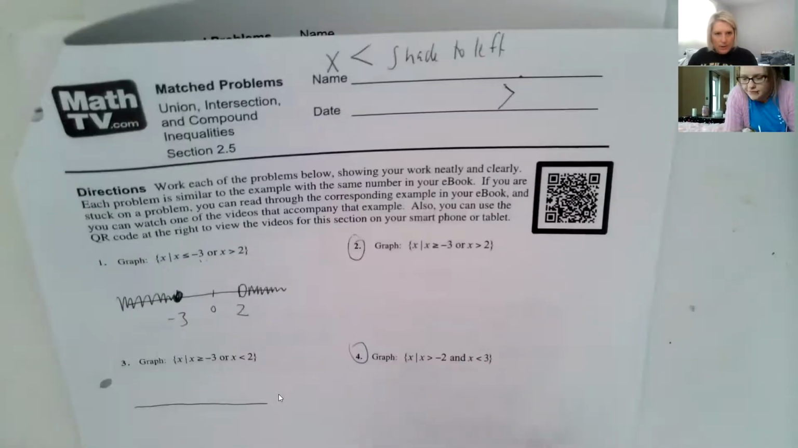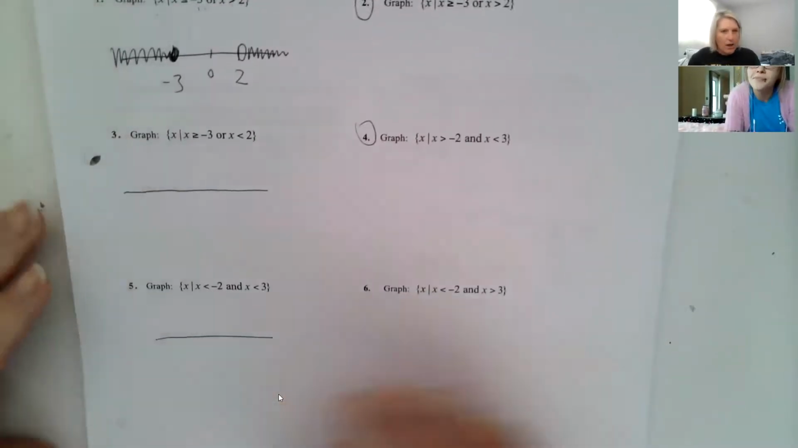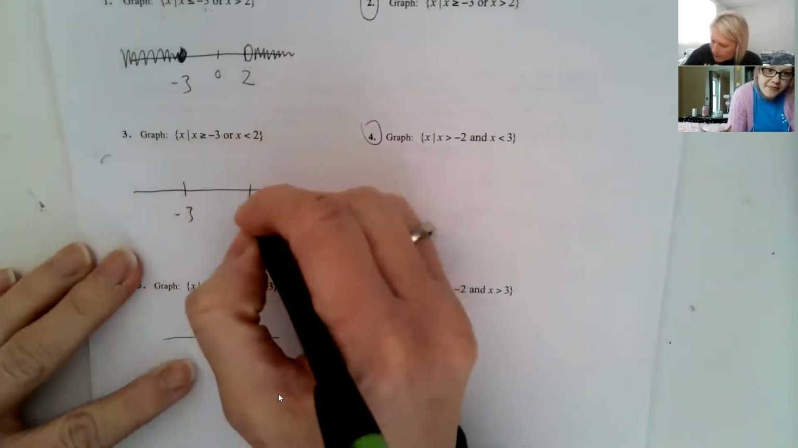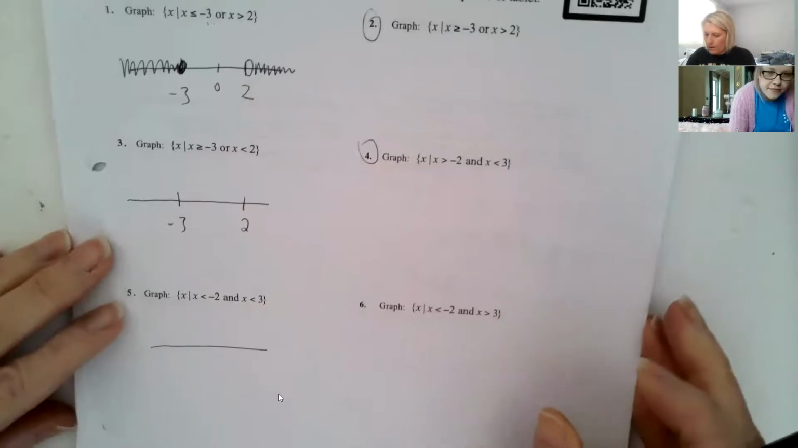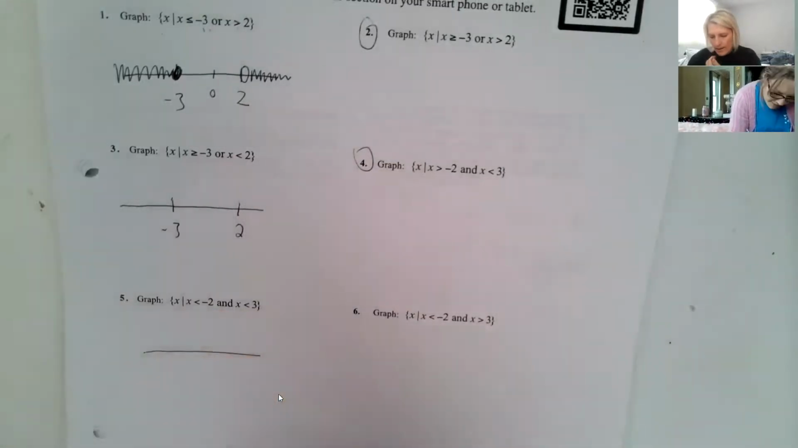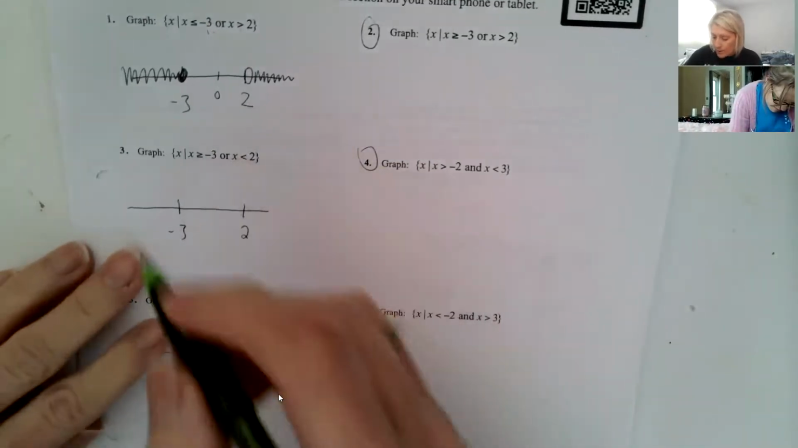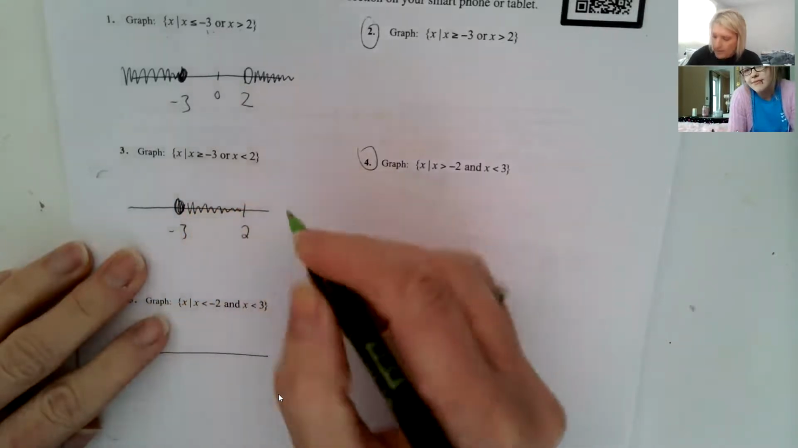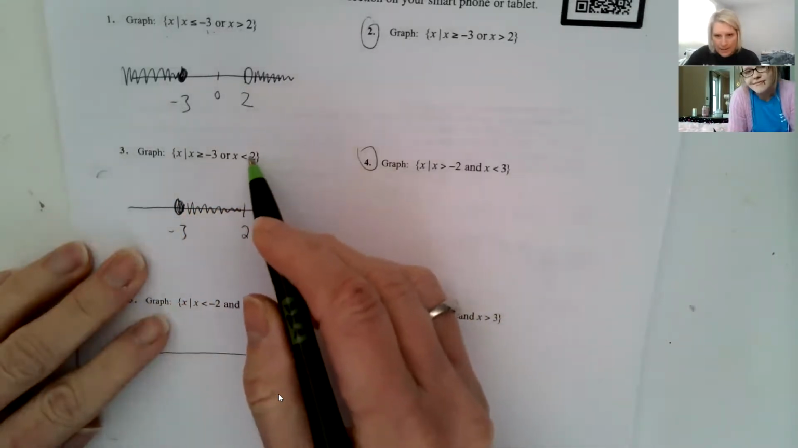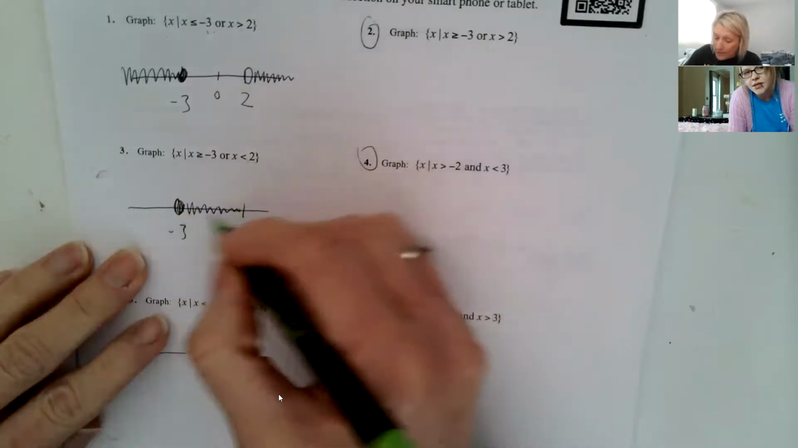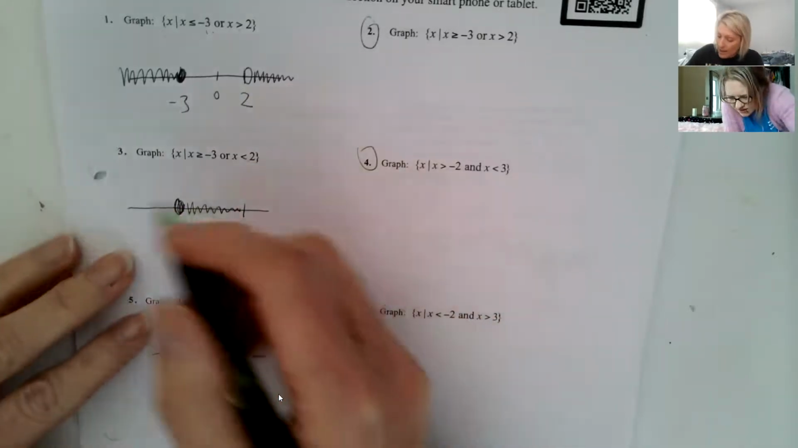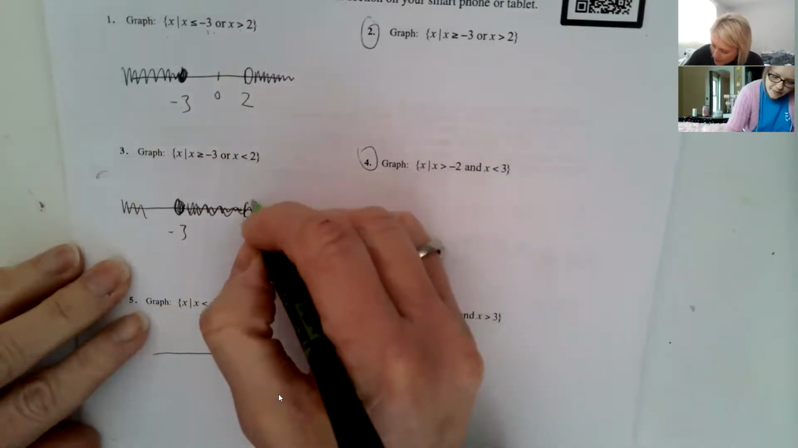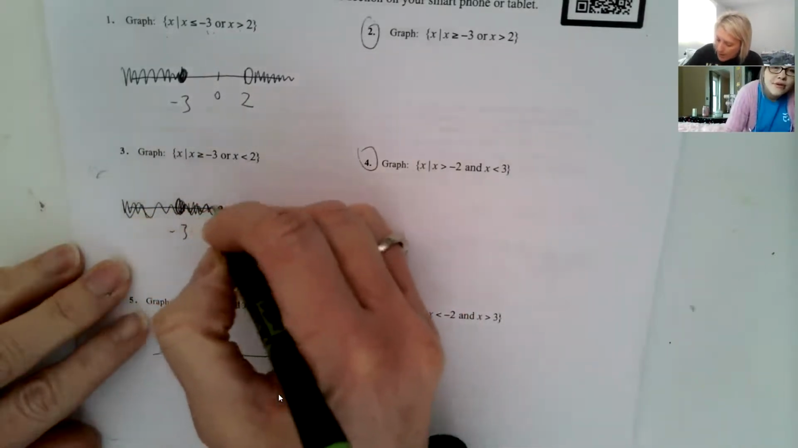So this is number 3 on the worksheet for 2.5. Okay, so this is an or, so I'm gonna mark my boundaries at -3 and 2. And because X is greater than or equal to -3, and it's shaded in, it's gonna shade this way. Or X is less than 2, so I'm gonna shade to the left. I'm shading completely to the right for this one, and then 2 gets an open circle and I'm gonna completely shade that way.